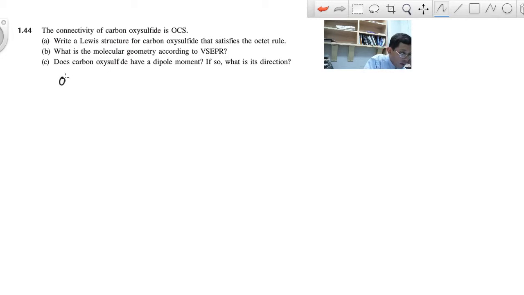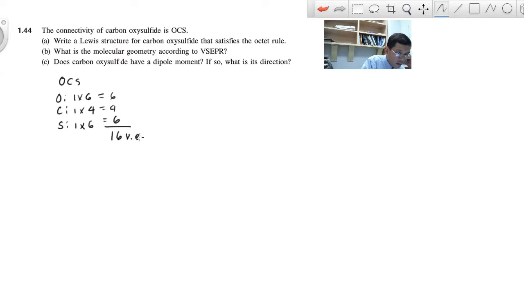So OCS: oxygen, you have 1 times 6. Carbon, you have 1 times 4. And sulfur, you have 1 times 6. This is 6, this is 4, this is 6. Therefore, the total number of valence electrons in the structure is 16.